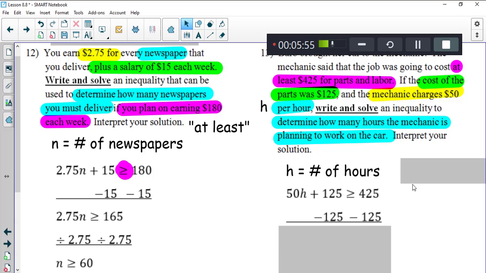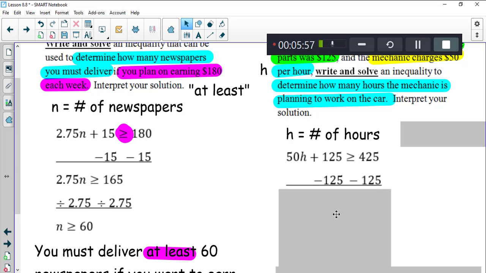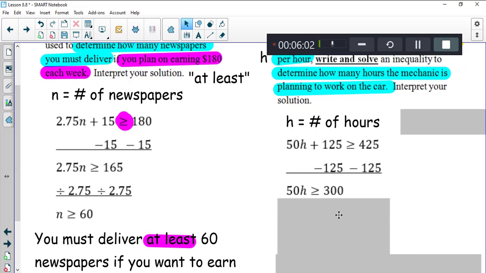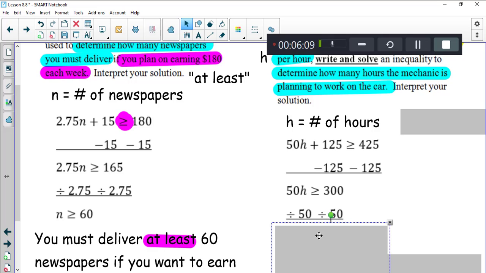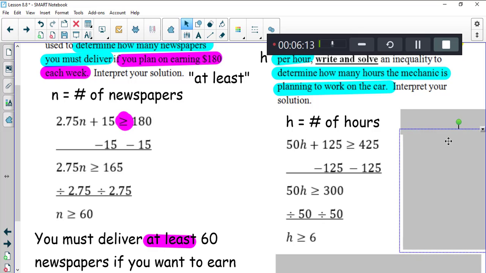We're going to subtract $125 from both sides. That's going to get us 50H is greater than or equal to 300. We'll divide both sides by 50. 300 divided by 50 will get us 6, sorry, not 60. I was trying to delete the box at the same time. 300 divided by 50 is not 60. That would be a lot of hours they're working on the car. That is 6. So we get H is greater than or equal to 6.